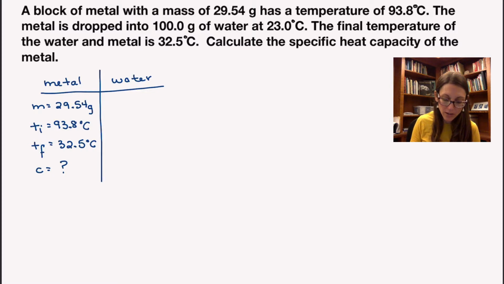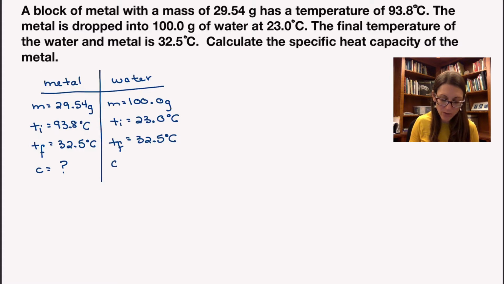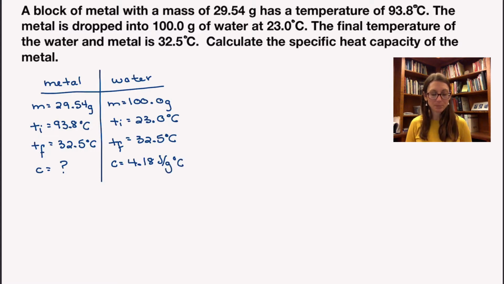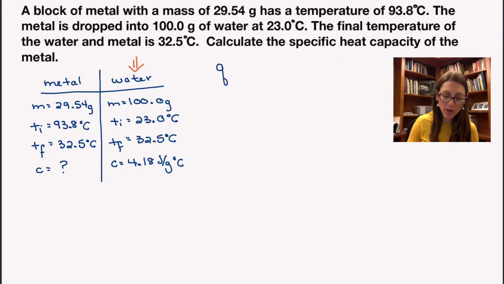For the water, you were told that you had 100 grams and that its initial temperature was 23.0 degrees Celsius. Its final temperature is 32.5 degrees Celsius. And you know that the specific heat for water is 4.18 joules per gram degrees Celsius. You always know the specific heat for water, and you need to remember that. So as you look at this chart, it looks like I know everything I need to calculate heat for the water. So the first thing we're going to do is use the equation mc delta T for the water.